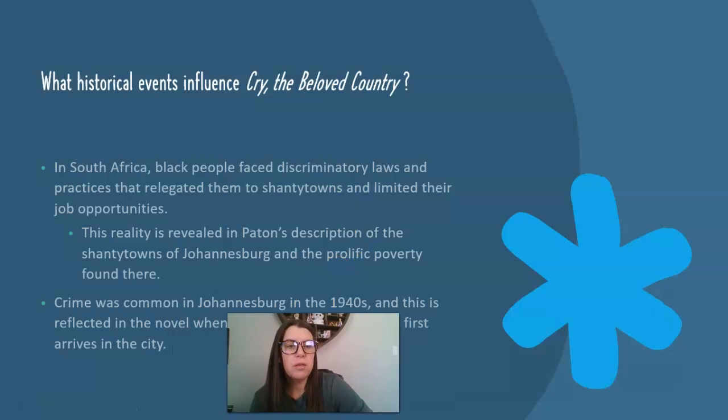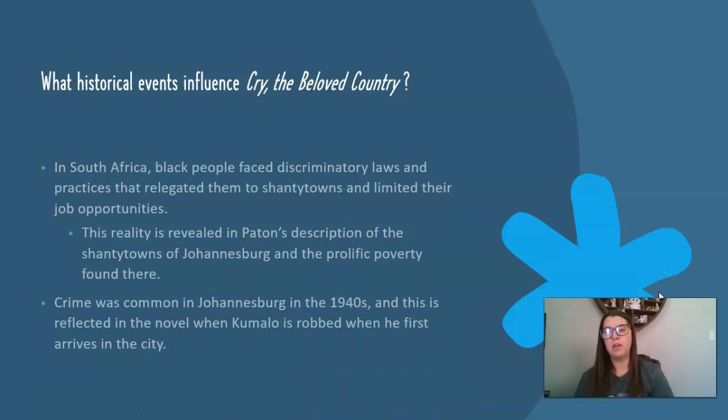So what historical events influence Cry the Beloved Country? Well, in South Africa, at this time, they were a segregated country. So Black South Africans faced discriminatory laws and practices that relegated them to shanty towns and limited their job opportunities. This reality is revealed in Paton's description of the shanty towns of Johannesburg and the prolific poverty that we see in Johannesburg in the 40s.